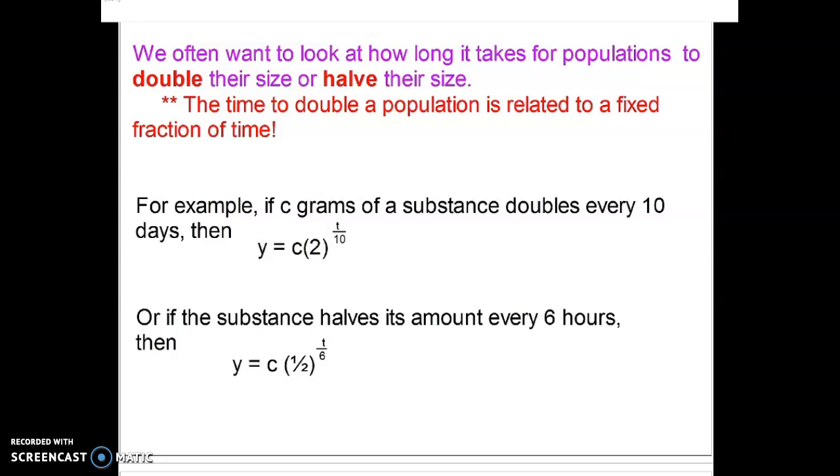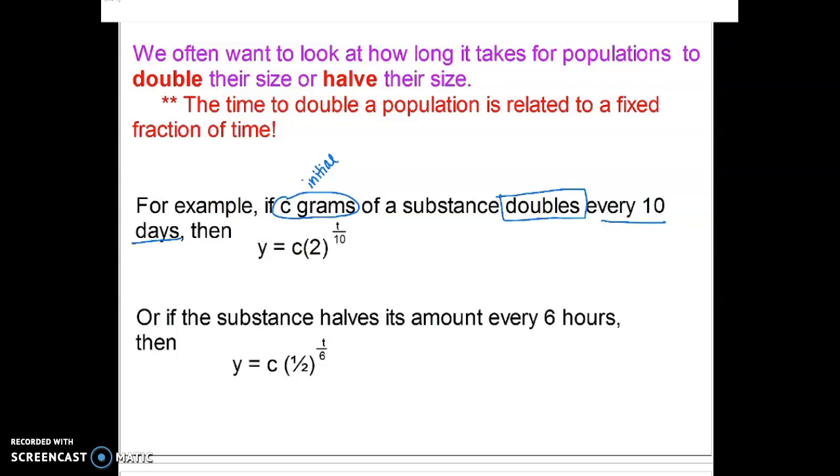So we often want to look at how long it takes for populations to double their size or half their size. The time to double a population is related to a fixed fraction of time. So for example, if we have C grams, and C would be our initial amount here, of a substance that doubles every 10 days, then our formula is going to look like this. Y equals C times 2 to the T over 10 power.